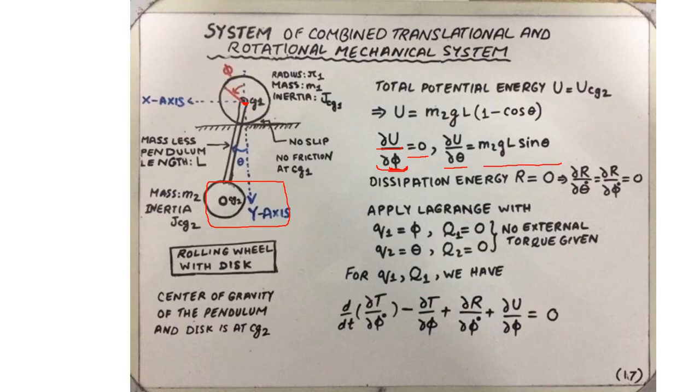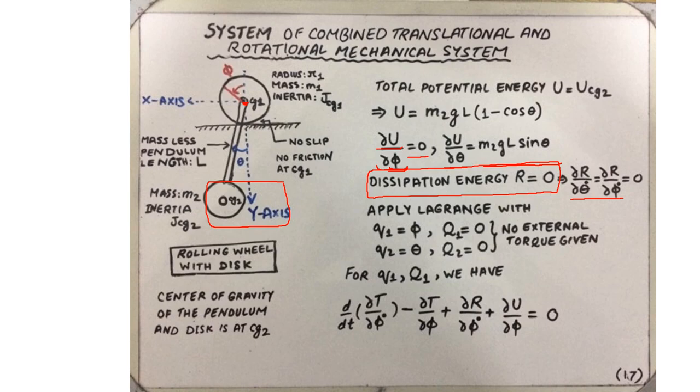Finally, what about the dissipation energy? Apparently, there is no friction that needs to be modeled in this problem, or the frictional effect has already been taken into account. So the dissipation energy is set equal to 0. No explicit dissipation energy formulation is required, so that is just 0. And hence any partial derivative of R with respect to any displacement variable will also be equal to 0.